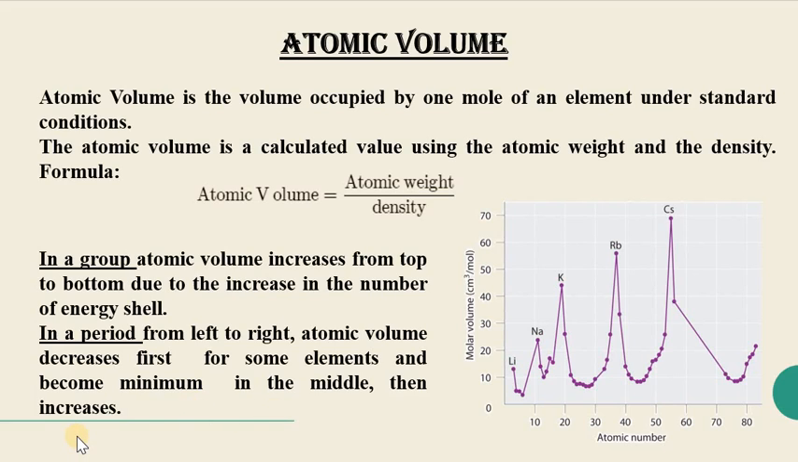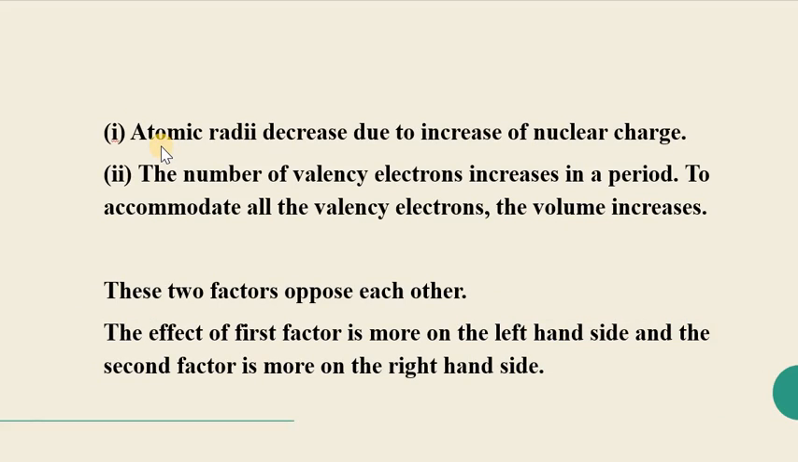There are two factors for this. The first factor is that atomic radii decrease due to increase of nuclear charge. That means in a period, when we move from left to right, the nuclear charge increases, and due to this increase it attracts more electrons towards the center of the atom, due to which the atomic size shrinks, and due to this shrinkage, the atomic volume also decreases.